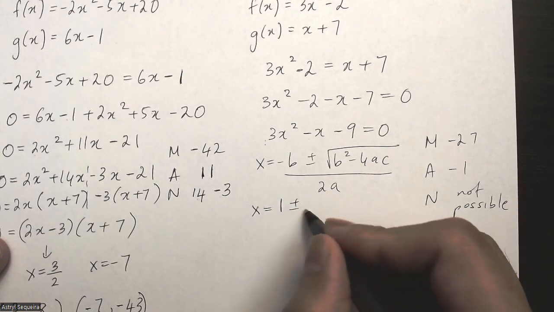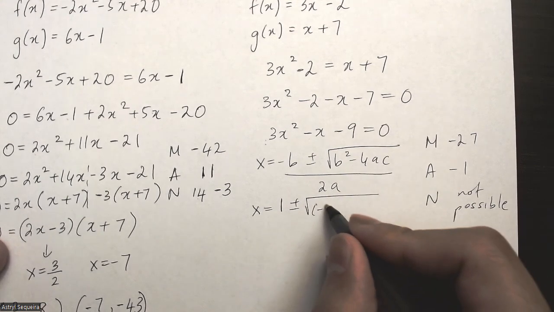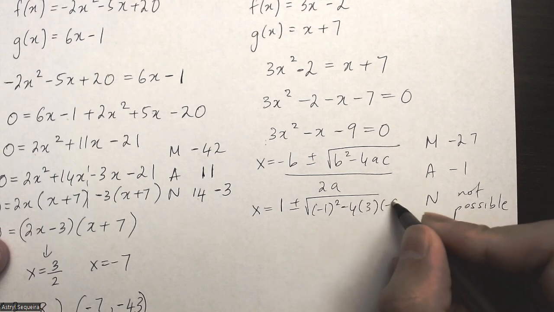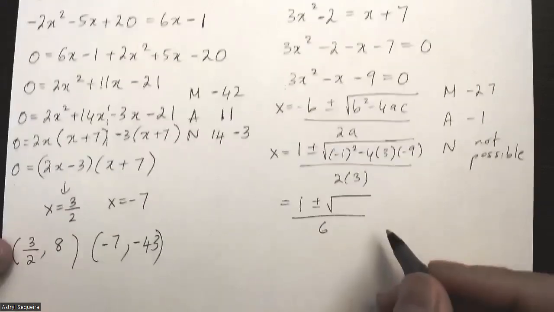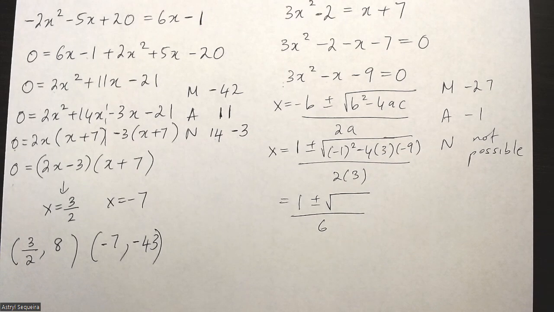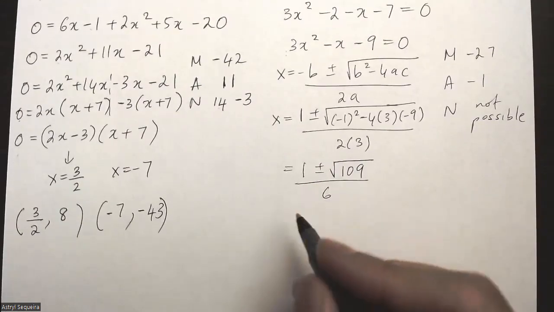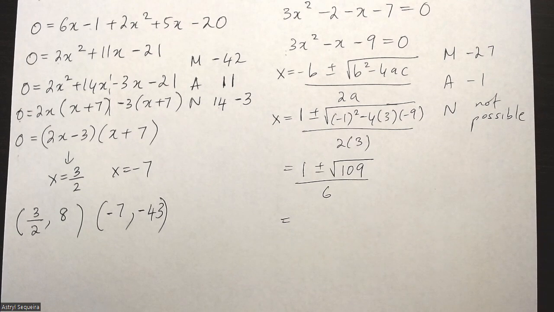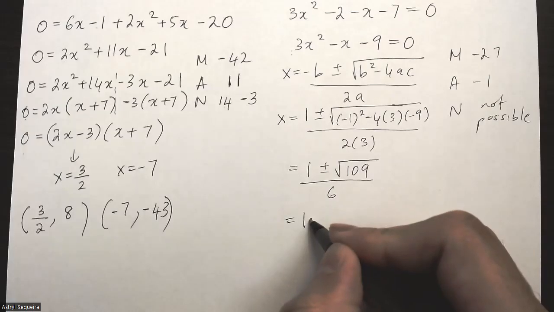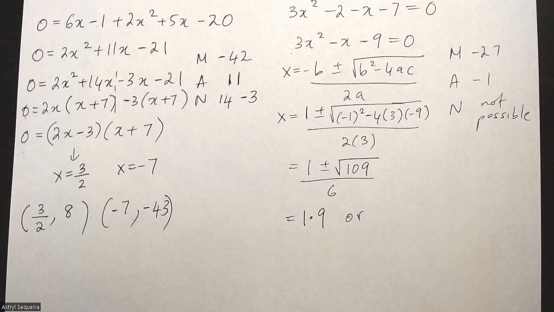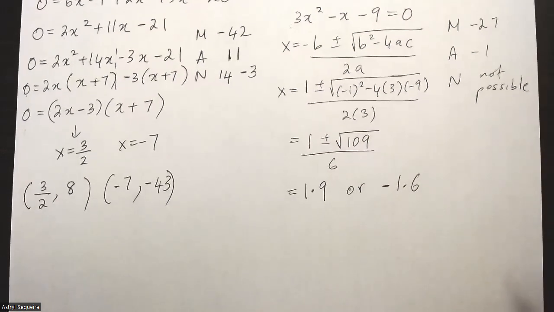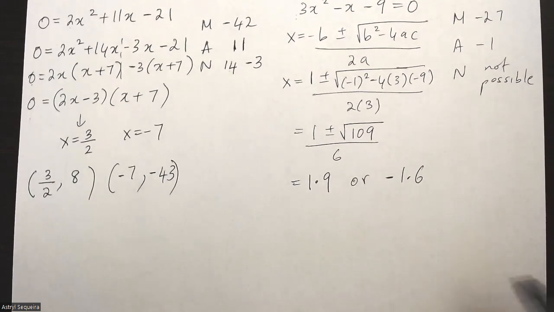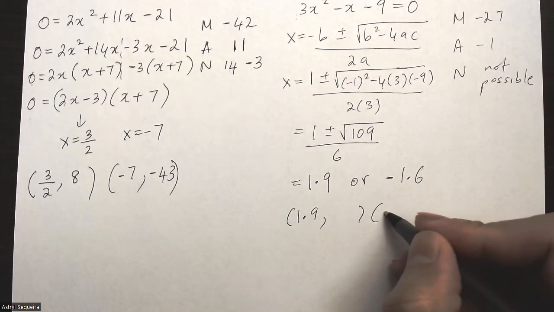Negative of negative 1 is positive 1. Negative 1 squared minus 4 times 3 times negative 9, and then it's all divided by 2 times 3, which is 1 plus or minus something divided by 6. So I'll put that on my calculator. Just root 109, and then I'll type this calculation in my calculator. So 1 plus root 109 divided by 6 is approximately 1.9, rounded to one decimal place. And 1 minus root 109 divided by 6 is approximately negative 1.6. Again, I'm rounding to one decimal place here, but make sure you follow what the question says. So I know my x values are approximately 1.9 and negative 1.6.